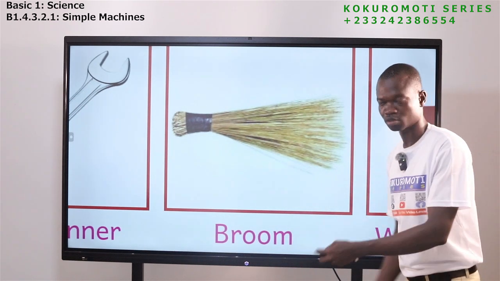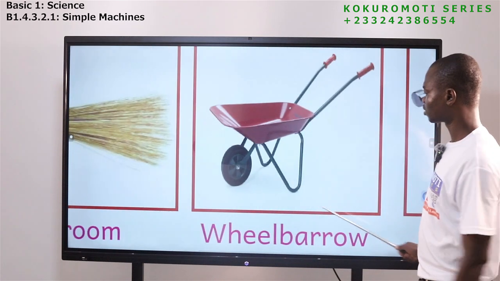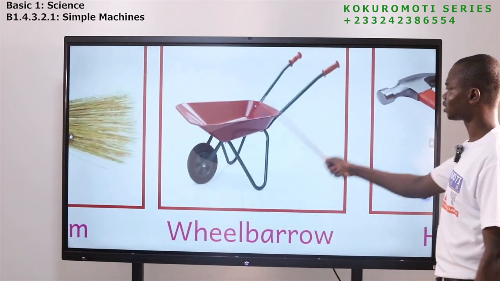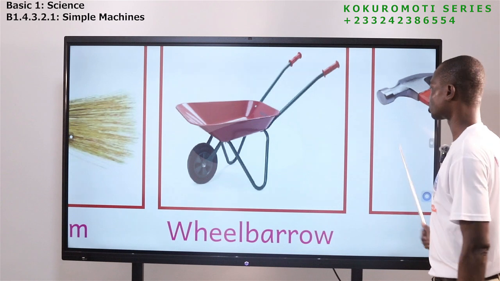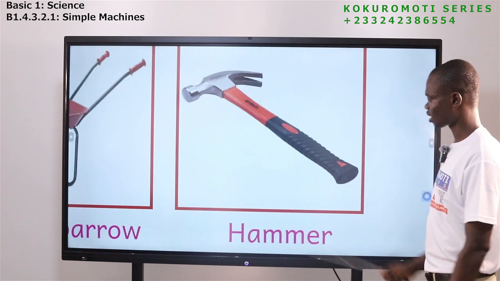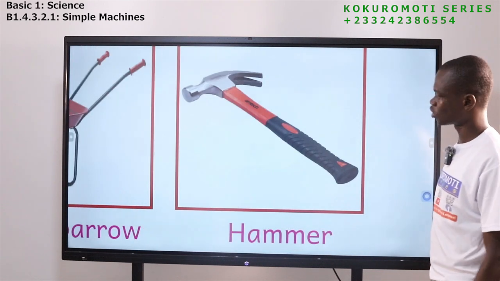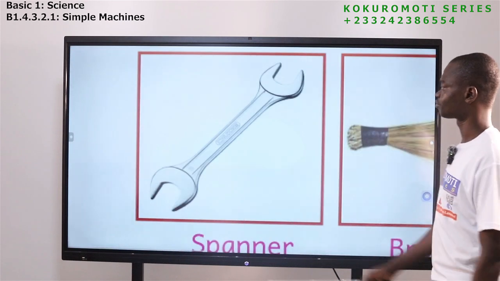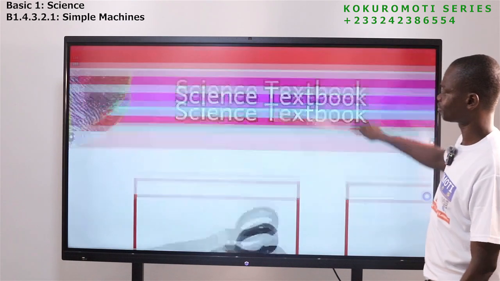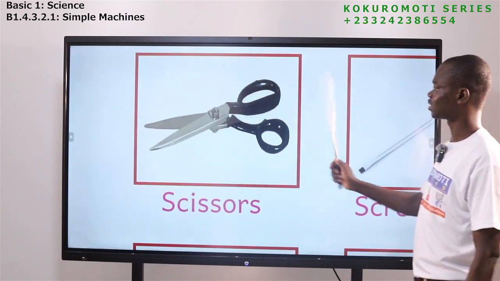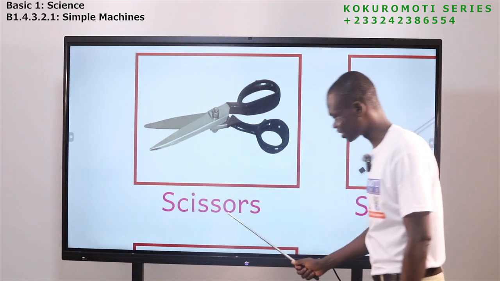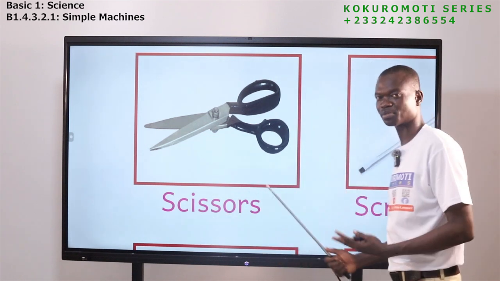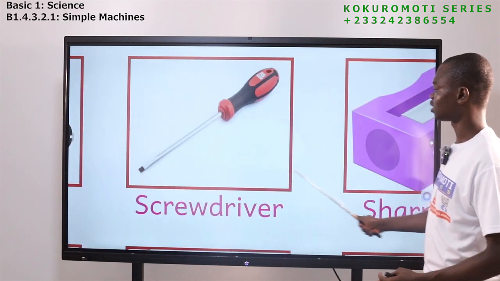We use a broom to sweep. We have this wheelbarrow. It's also a simple machine. Now we have this hammer. It's also a simple machine. Now let's go to the next one. What is this? Scissors. So scissors too is a simple machine.